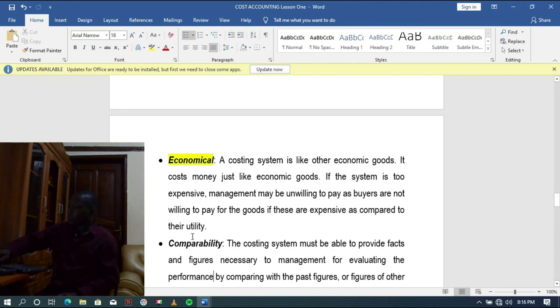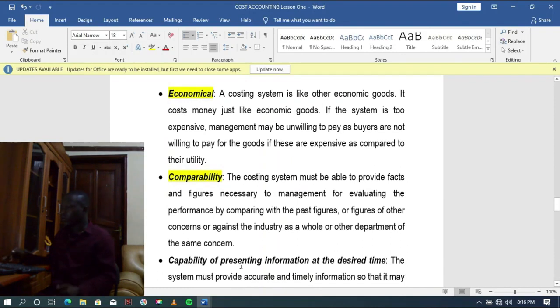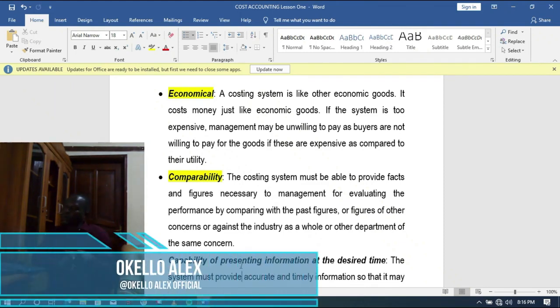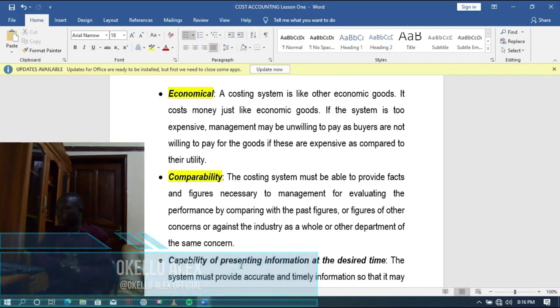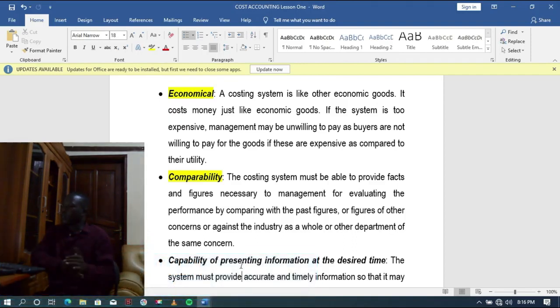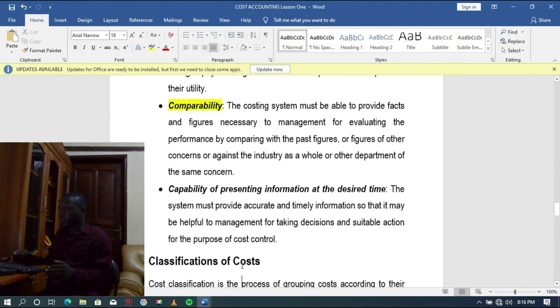Then comparability. As we said, you must look at the capacity of your system to hold information that enables you to compare your performance levels in different periods, maybe against the previous period, or compare your level of performance in terms of cost management with the costs of other firms in the same industry, for purposes of evaluating your position in the industry in terms of cost management.